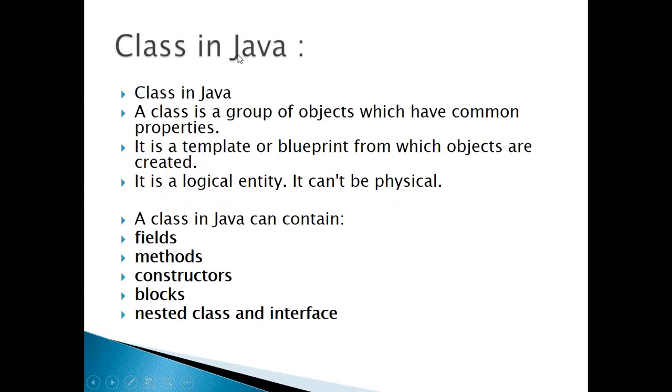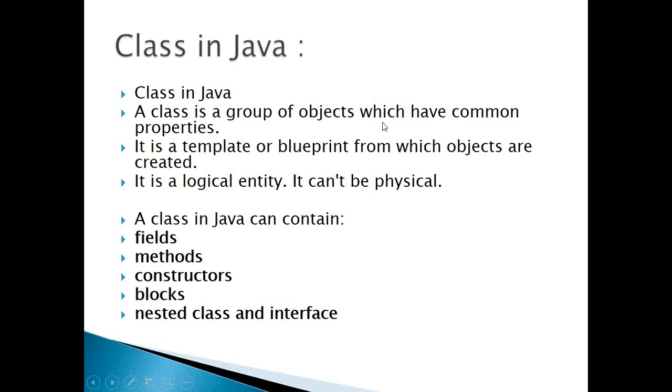Next is class. For class also we have so many definitions. A lot of people will say it's a blueprint where objects are created, or a group of objects which have common properties. A class can contain fields, which means variables, as well as methods. It can contain constructors, blocks, or a nested class inside a class. That is basically a class.